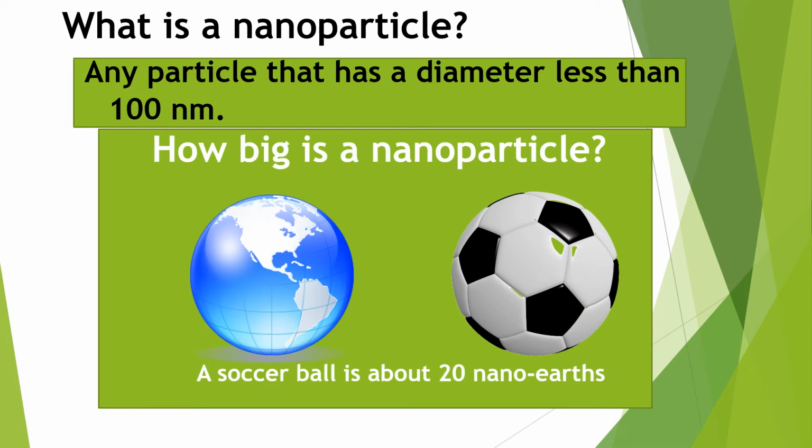So what is a nanoparticle, and how big is a nanoparticle? Well, by definition, any particle that has a diameter less than 100 nanometers can be considered to be a nanoparticle. Now, how big is that? Well, if the Earth were to be considered as a particle, a soccer ball would be in the range of being a nanoparticle. So it's very small.